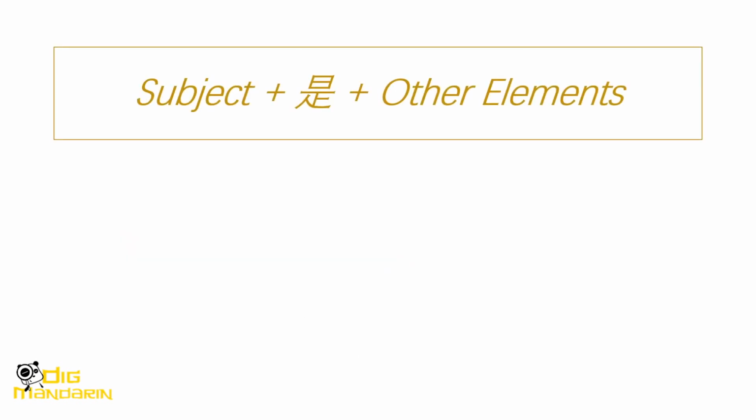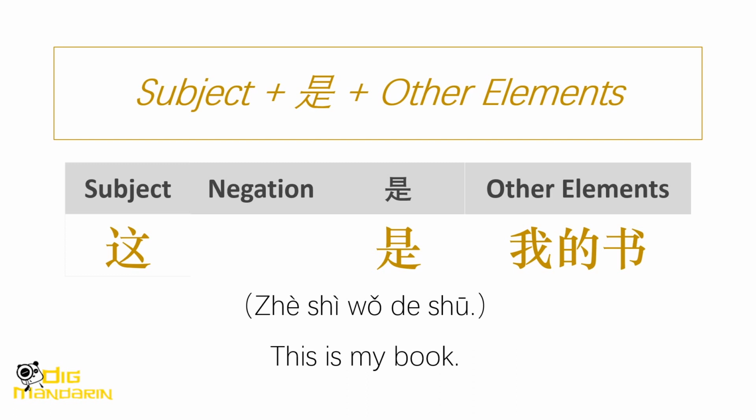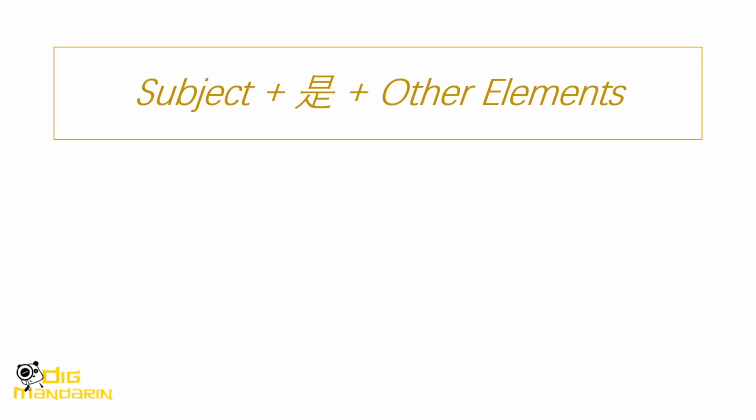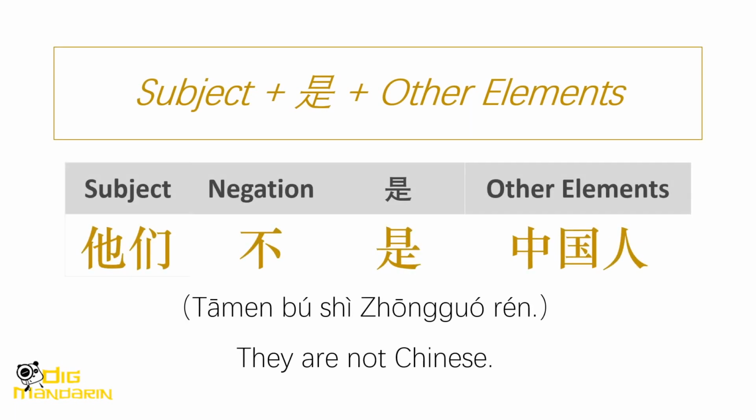Example 2. 这是我的书 This is my book. Example 3. 他们不是中国人 They are not Chinese.